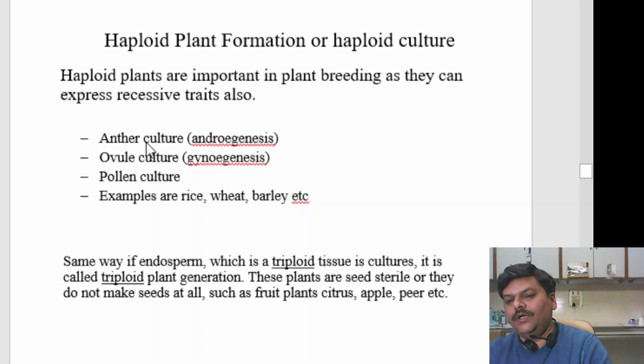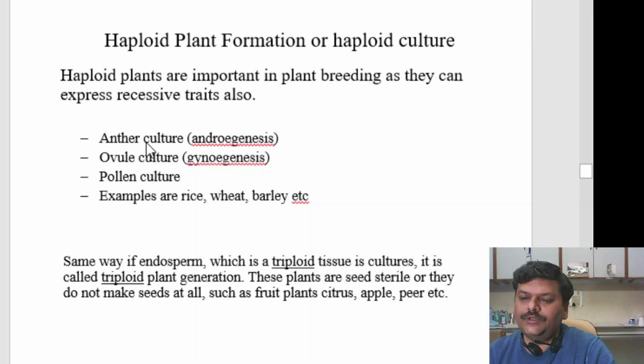So if we are doing anther or pollen culture, it is called androgenesis, and if we are doing ovule culture, it is called gynogenesis. Most of the time, for production of haploid plants, anther culture or pollen culture is preferred rather than ovule culture, because the numbers of pollens are thousands and millions in most plant species. On the other hand, ovules are in limited numbers.